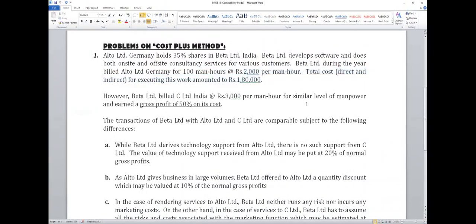Students புரியுதா? Normally what is your GP margin? சாதாரணமா உங்க GP margin என்ன when you bill an unrelated party? 50% profit தான உங்களுக்கு வரும். 50% profit on your cost. Yes sir. But why you have added only 10% on selling price? So என்ன சொல்ல வரானா? It can be like this.